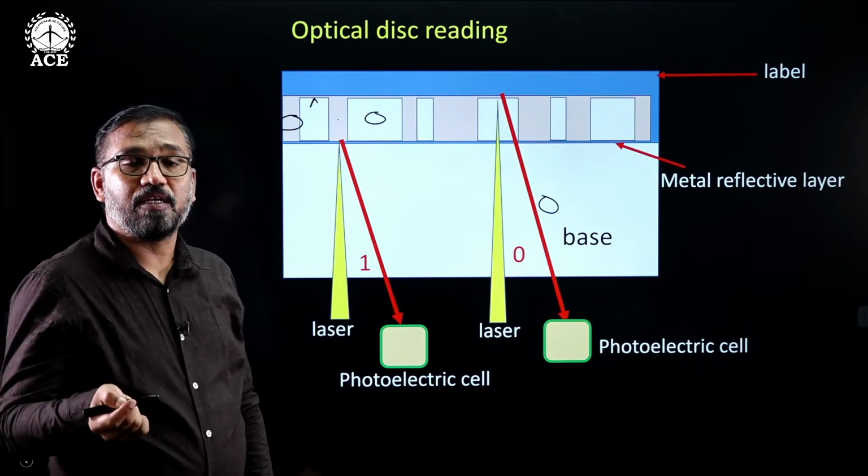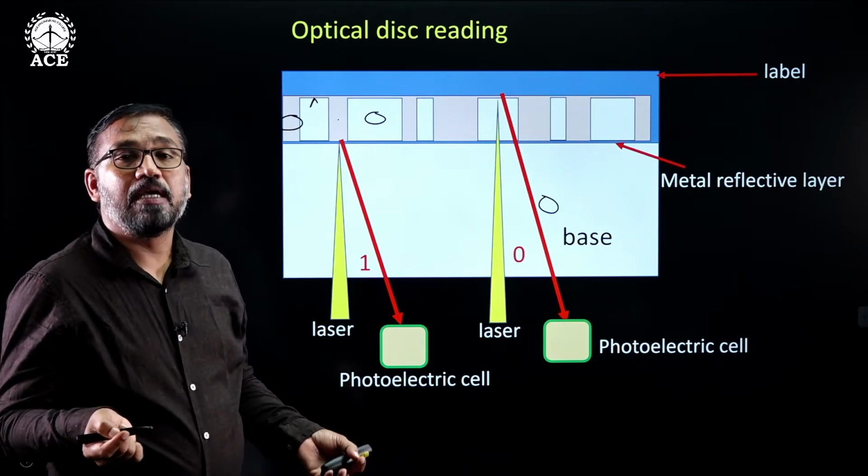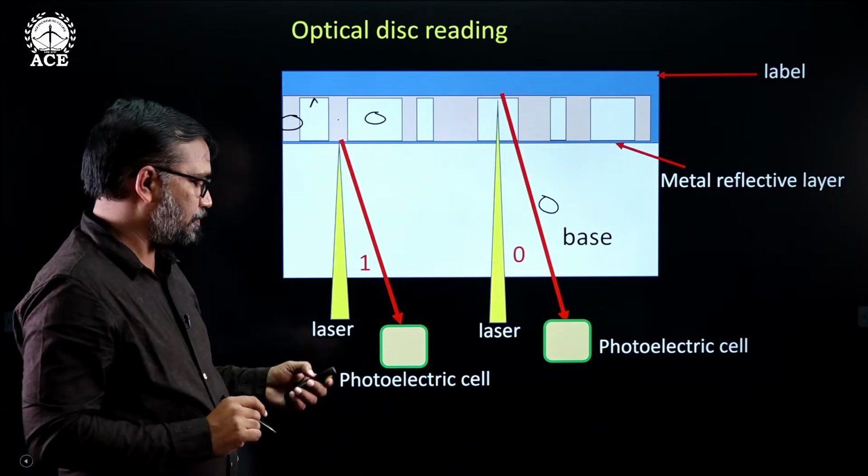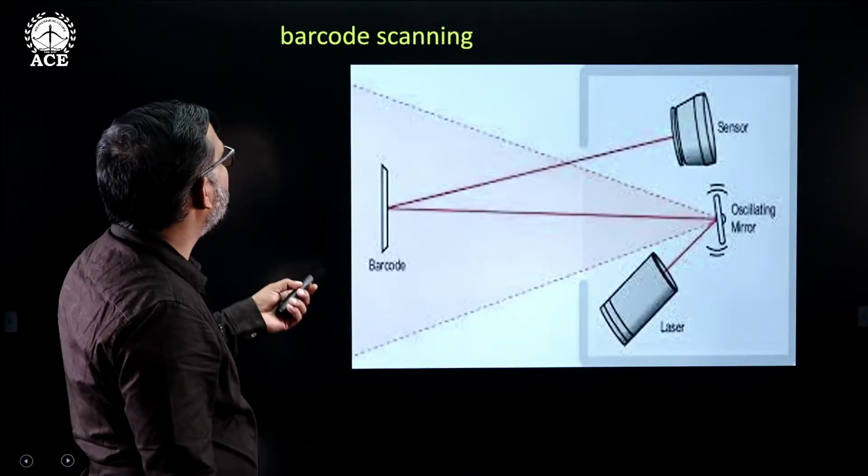Who is reading this information? Helium-neon lasers. Which lasers are we using? Only helium-neon lasers are used to read this. So this is barcode scanning.